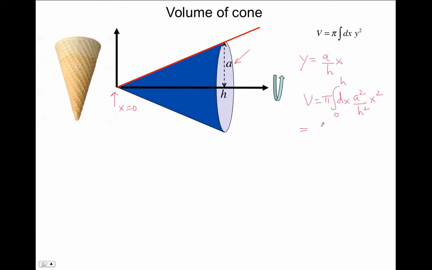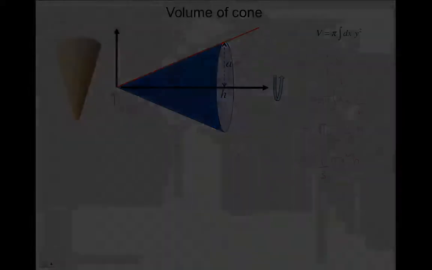Let's move this out. So this is pi a squared over h squared. And when we integrate x squared, we get a third h cubed. And so we found that the volume of a cone is pi times the square of the radius times the height of the cone. That's the volume of the cone.